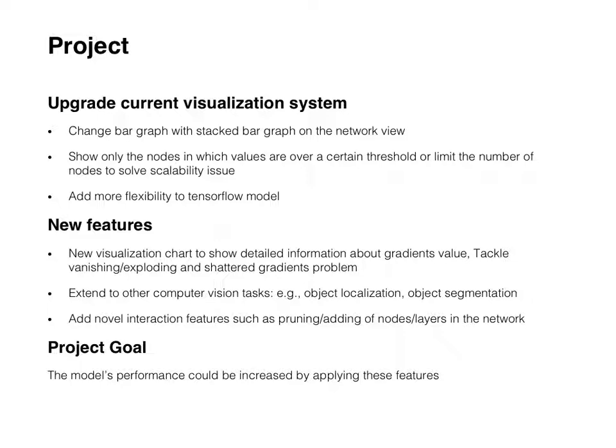And for new features, I'll add a new visualization chart to detail information about gradient values. CNN is among the most popular deep learning models, and many researchers are working on the gradient values. For instance, the shattered gradient problem is one of the famous papers describing these kinds of issues. Also, vanishing and exploding gradients are very important to understand the issue. So I'll add a new visualization.